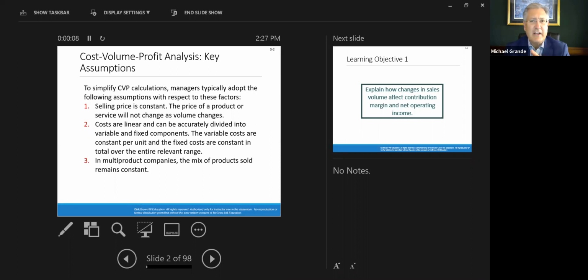To simplify cost, volume, profit calculation, managers typically adopt the following assumptions with respect to these factors. The sales price is constant. The price of a product or service will not change as volume changes. Secondly, costs are linear and can be accurately divided into variable and fixed components. The variable costs are constant per unit, and fixed costs are constant in total over the entire relevant range. And we saw some of those definitions in the first chapter. Number 3, in multi-product companies, the mix of products sold remains constant.